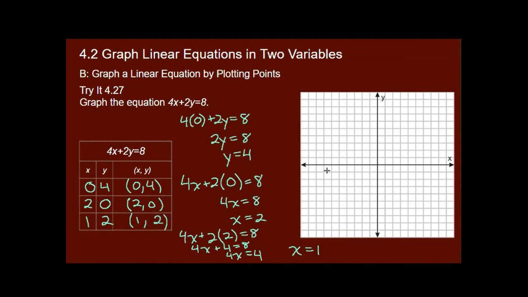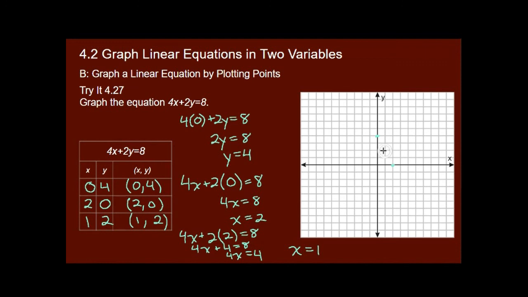Okay, so let's go ahead and graph these. At x equals 0, y equals 4: 1, 2, 3, 4. And at x equals 2, y equals 0. So that's going to be here. And then, to double check, I have the ordered pair (1, 2). It looks like I did it correctly because all three of those are in line.